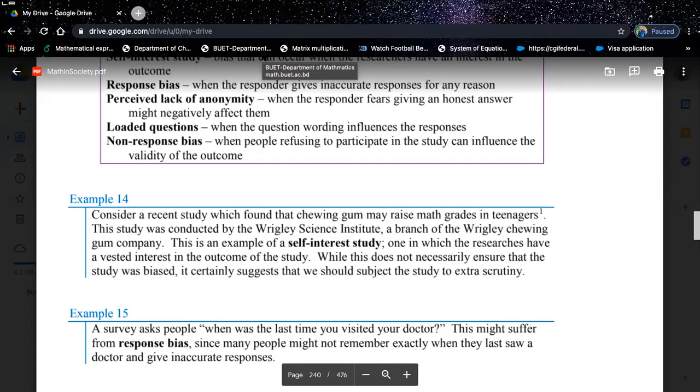Maybe it was not intentional. You may have forgotten it, or it could be a typo or something like that, but it could be a response bias. Can you see that?